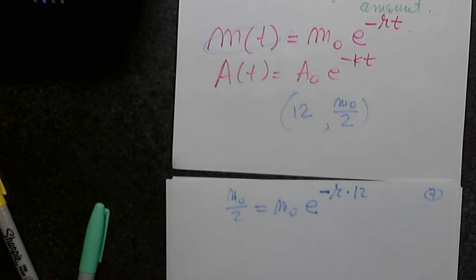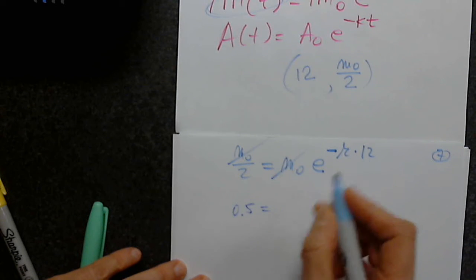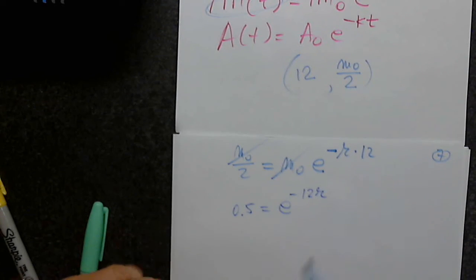Clear? Perfect. What do you think I'm going to do now? Look at this equation and think, oh, I know. You are going to, say it again? No. Divide by? I want to divide by something that cannot be 0, and I don't have. Exactly. That's the trick. Divide both sides by M0. The left-hand side is 0.5. The right-hand side is e to negative 12r.